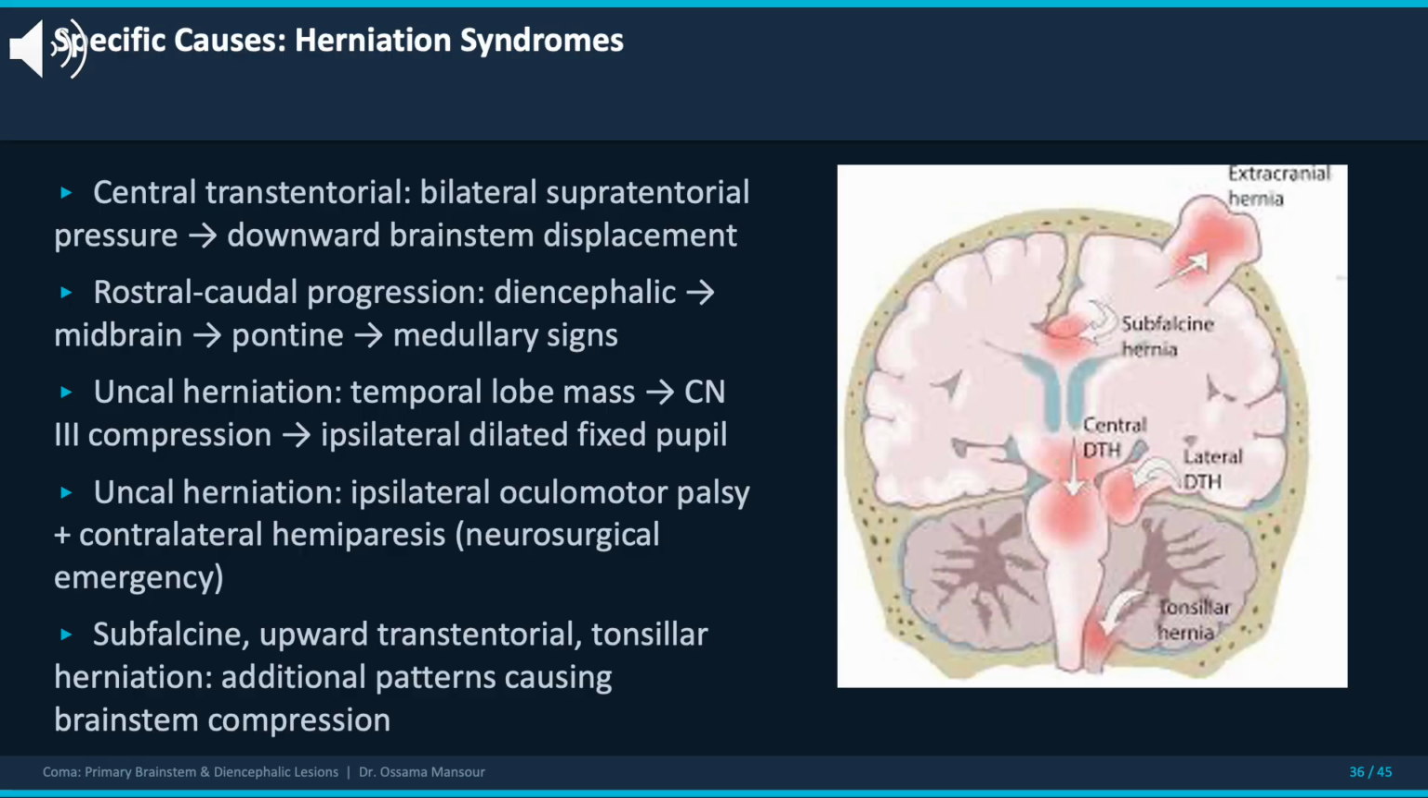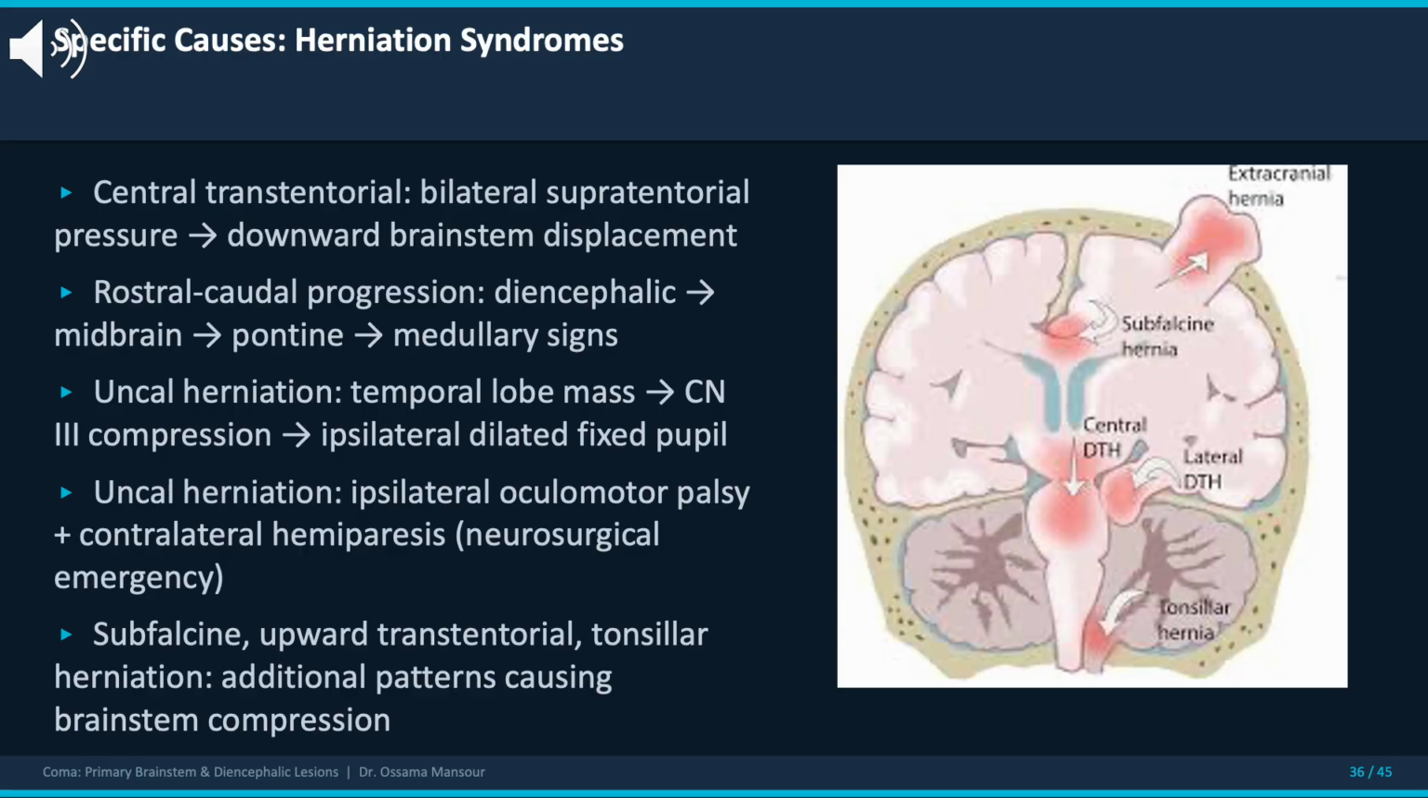Uncal herniation occurs when a unilateral temporal lobe mass displaces the uncus of the temporal lobe medially and downward over the tentorial edge, compressing the ipsilateral cranial nerve 3 and the ipsilateral cerebral peduncle. The classic presentation is an ipsilateral, dilated, and fixed pupil, the first sign of uncal herniation, followed by ipsilateral oculomotor palsy and eventually contralateral hemiparesis.